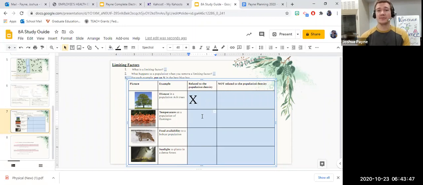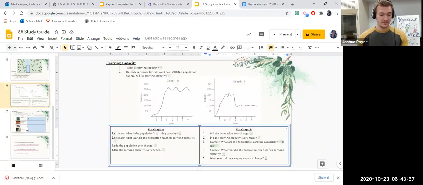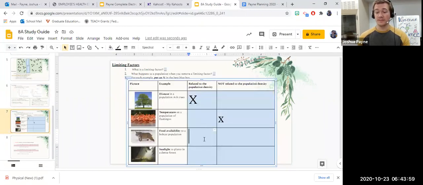Temperature, do you think temperature cares whether or not there are a bunch of flamingos? No, right, they don't care. Temperature is not changed by the density of the population. Food availability, however, is, and that's because the more bobcats there are, the less food there is, because there's bobcats competing for food.